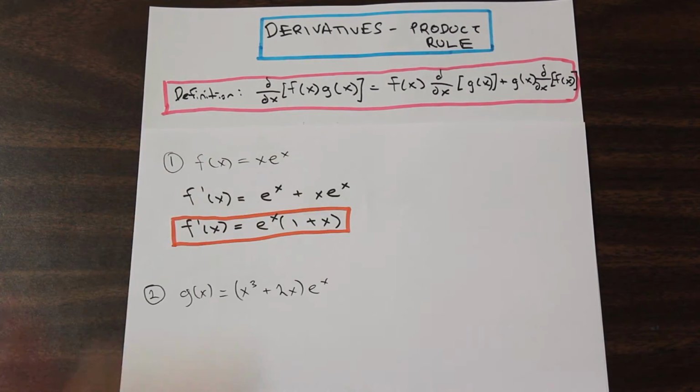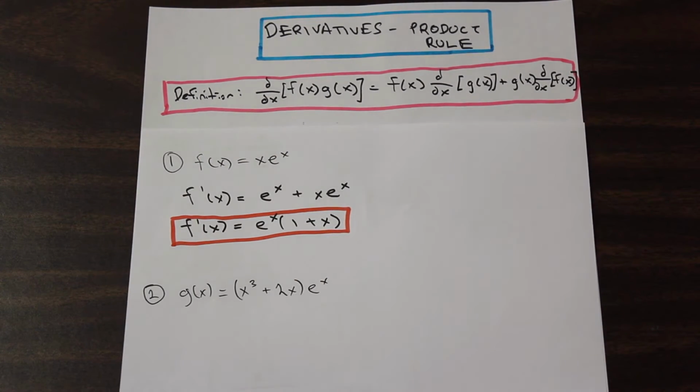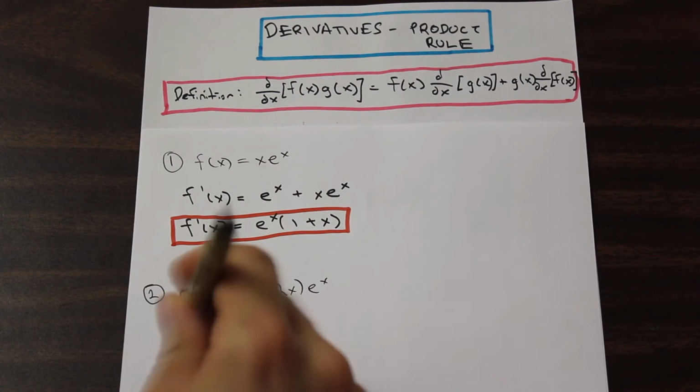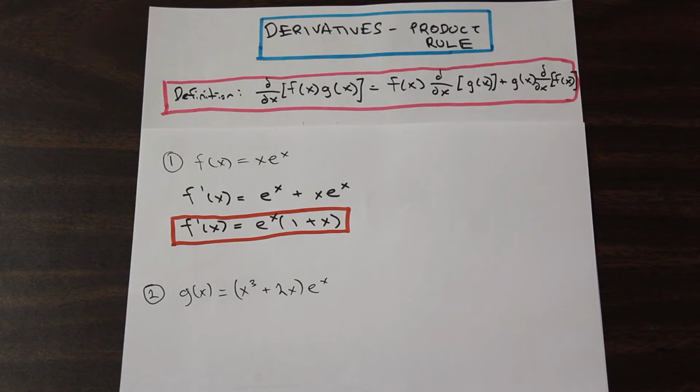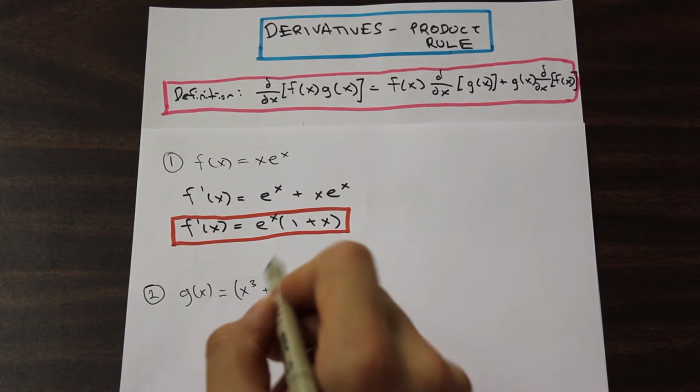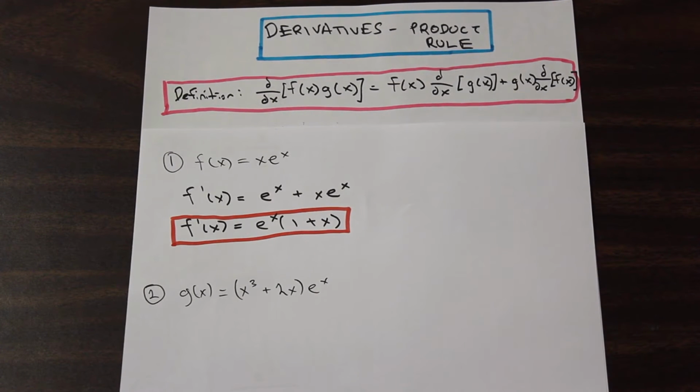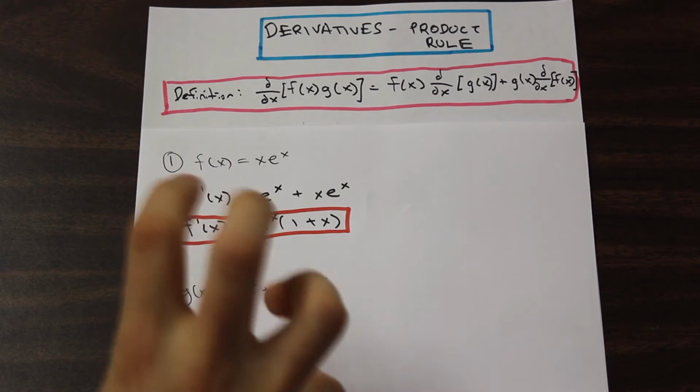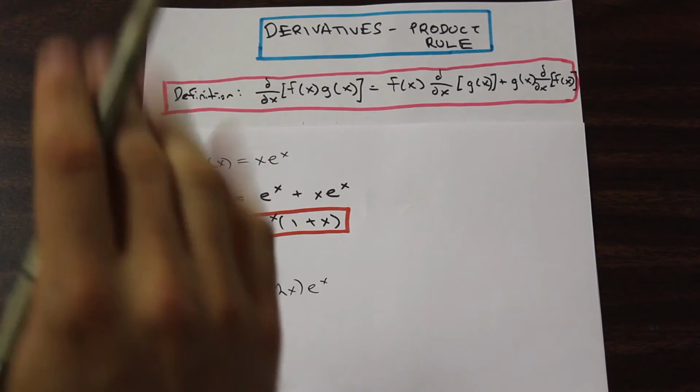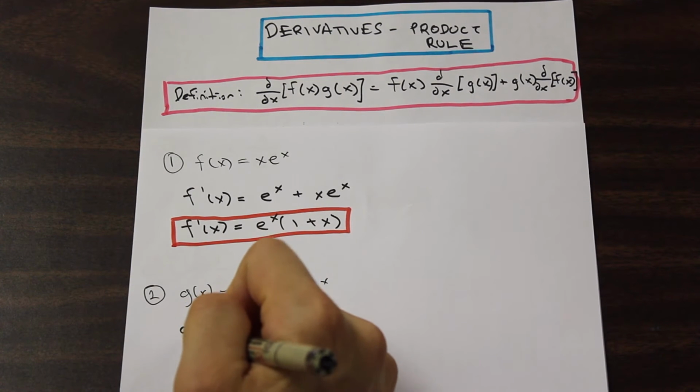Product rule, guys, is fairly straightforward and simple. It can get a little bit tricky when they start throwing in strange functions and stuff like that, but we're just going to focus on two questions here. After these, you should be good to go. Let's move on to the second question. We have g of x is equal to x cubed plus 2x, times e to the x. We don't really need to expand this at all. We can just take the derivative of the bracket as one term and apply the product rule just like we did before. So let's get started with that.